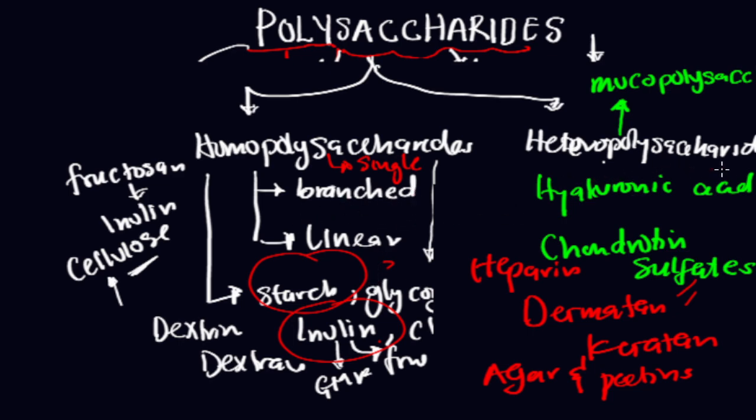Now, the case of heteropolysaccharide: it contains monosaccharides and their non-carbohydrates, or simply let me say their derivatives. You understand? A mixture of monosaccharides and their derivatives is what is classed as hetero. From the word hetero, the sugar units are not similar. So it's a complex form of the mixture of monosaccharides and their derivatives. So you have hyaluronic acid, chondroitin sulfate, dermatan, keratan, agar and pectin.